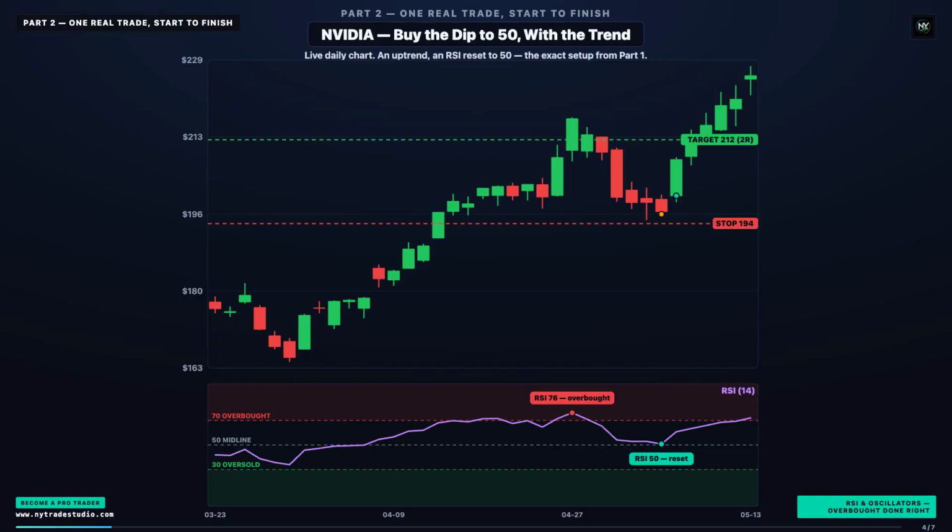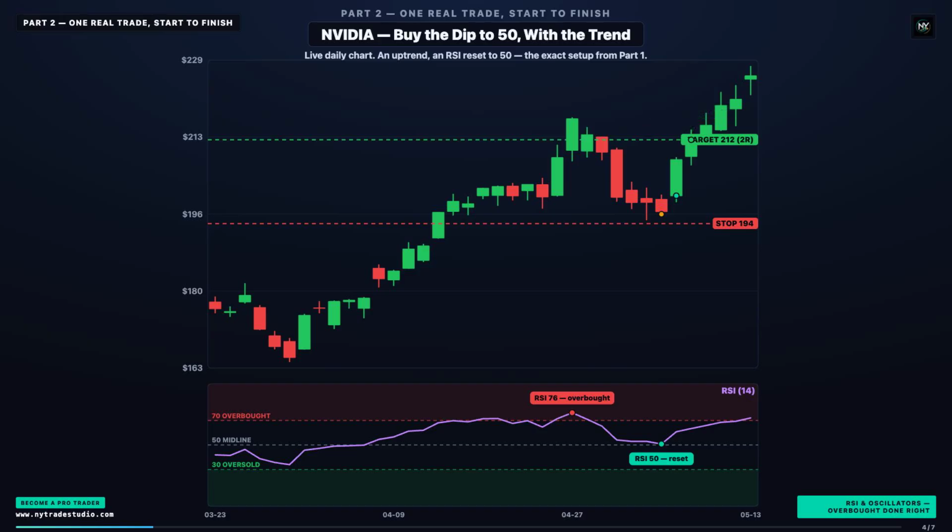With a $6 stop and a 1% account risk, the math tells you exactly how many shares to buy. You are never guessing. Now we simply let it work. We buy the bounce and we do not touch it. A couple of days later, price tags 212, our target, and we are out with a clean 2R winner. And notice the runner kept going all the way past 225 because we were trading with the trend, not against it.